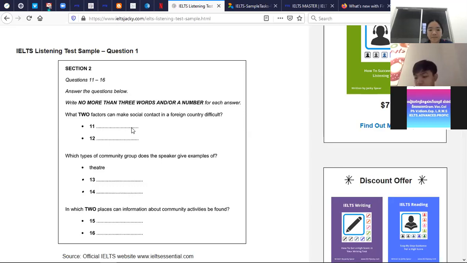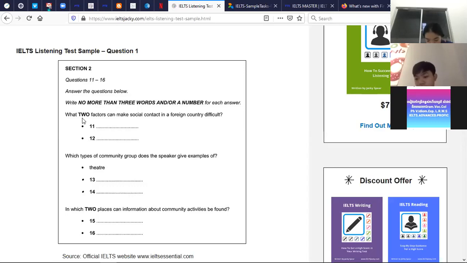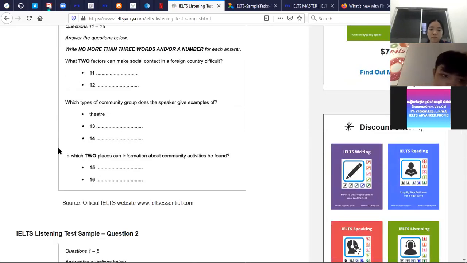So one answer will take 3 words, no more than 3 words, and there are 2 answers. And or a number. Yes, and or a number. So in one answer you can write 3 words and or a number, not 2 of them combined together.